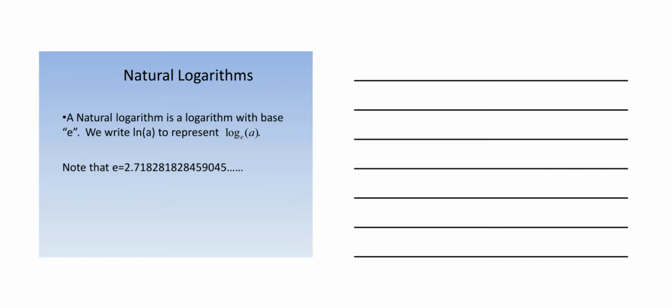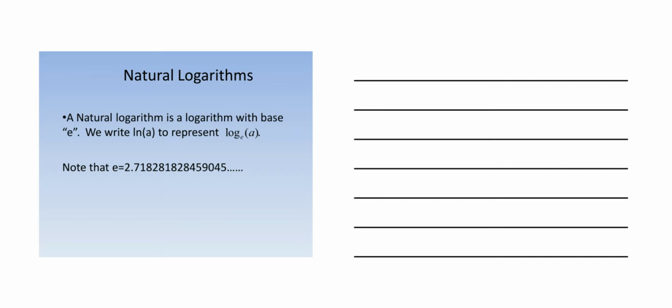Natural logarithms. A natural logarithm is a logarithm with base e. We write ln of a to represent log base e of a. Note that e is equivalent to 2.718281828459045... So it's a continuous number, basically a 32-plus digit number.